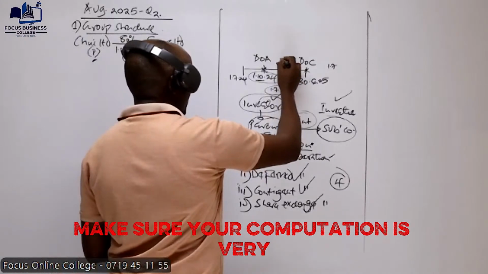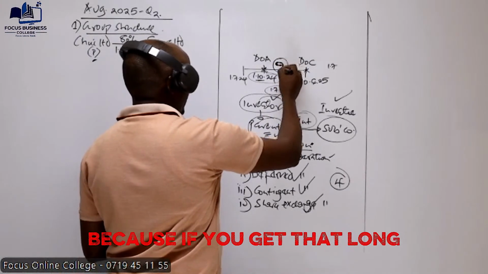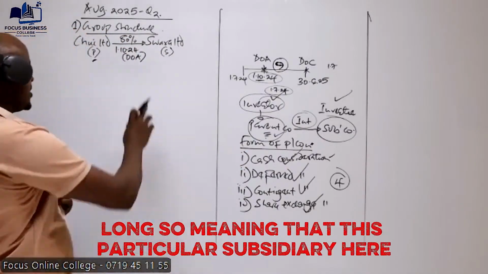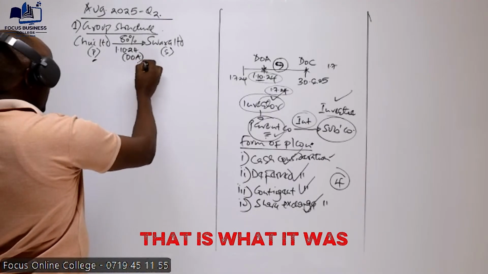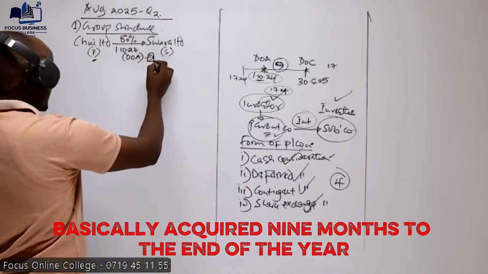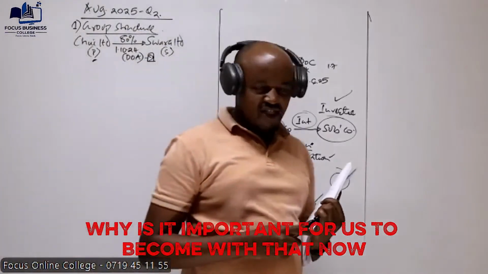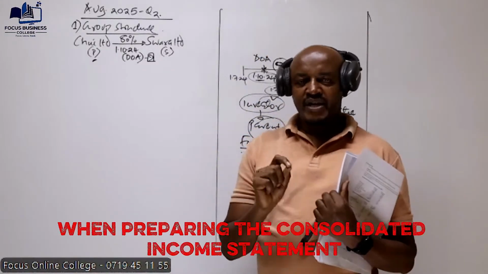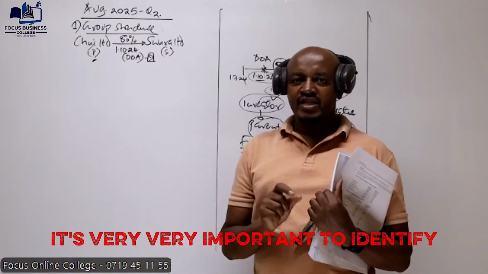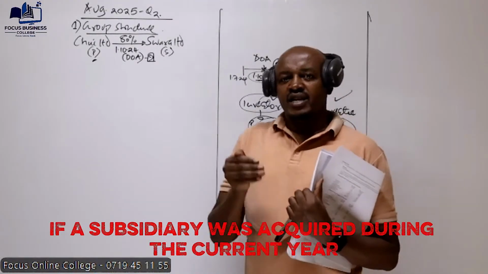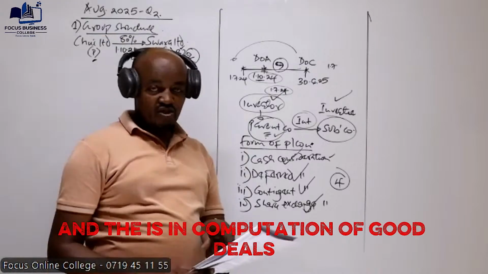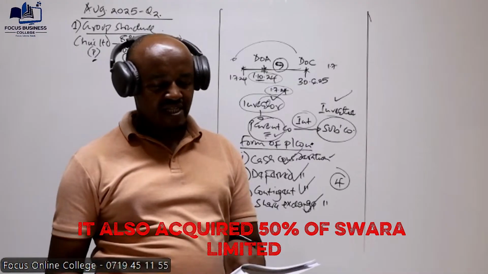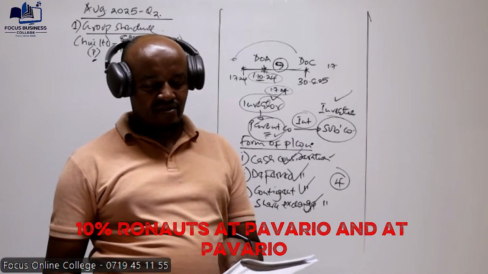Make sure your computation is very accurate, because if you get that wrong, then you are likely to get the entire income statement wrong. So this subsidiary, Swara, was acquired 9 months to the end of the year. Why is it important to determine that? When preparing the consolidated income statement, it is very important to identify whether a subsidiary was acquired during the current year. Now, in computation of goodwill, still in paragraph 1, sentence 2, we are told that on the same date, it also acquired 50% of Swara Limited's 10% loan notes at par value.